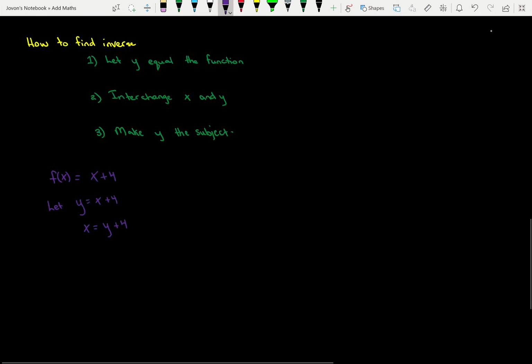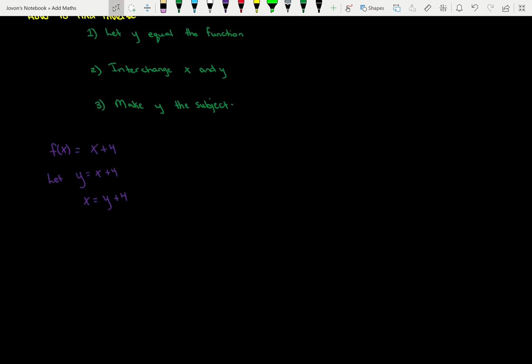And the last step is to simply make y the subject of the formula. So to make y the subject of the formula, we have y is equal to x minus 4. Now don't leave it like this. All it says is therefore, these three dots mean therefore, f inverse of x is equal to x minus 4. That's all that means.